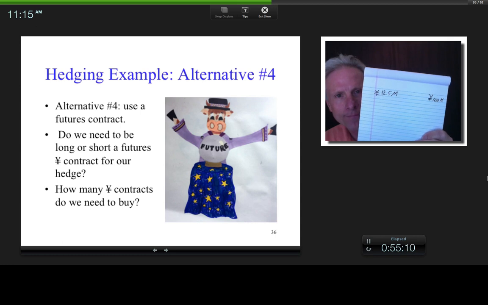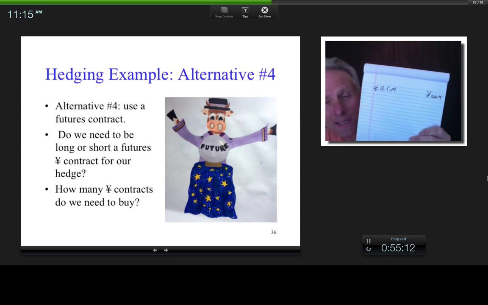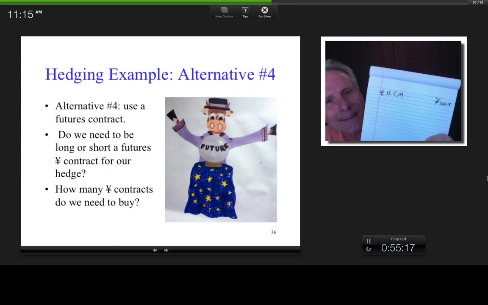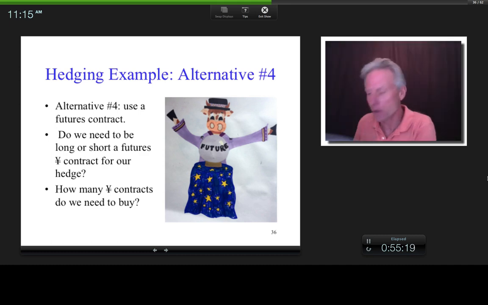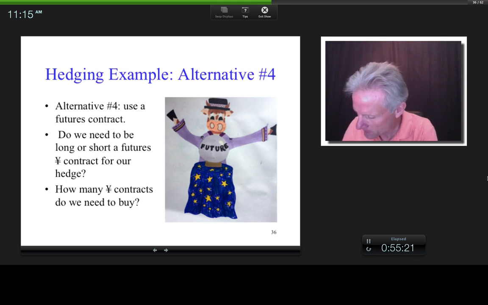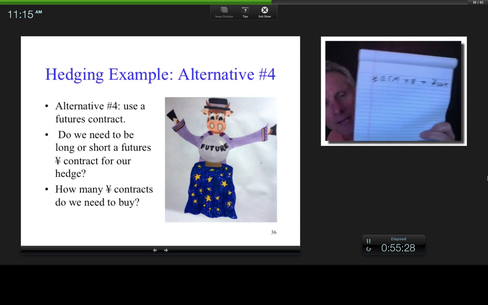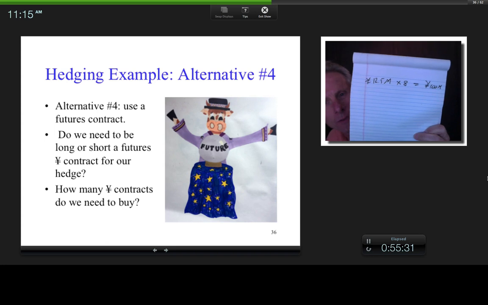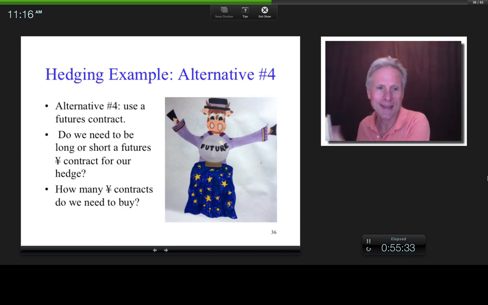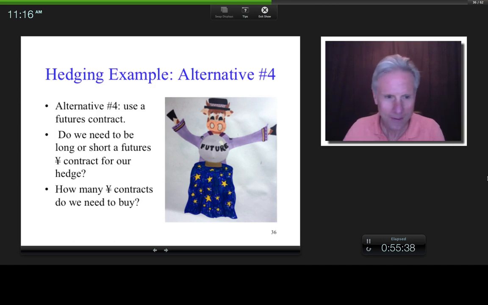Okay, so one contract has 12.5 million yen, but we need to hedge 100 million yen. And guess what? I can do this because it's the classroom, right? I made it convenient. Okay, we're lucky. It's exactly divisible. We would need 8 contracts, right? Okay, so 12.5 million yen times those 8 contracts comes to 100 million yen. So we would need 8 futures contracts. And by the way, this how many yen contracts do we need to buy? That's a little bit of a misnomer.